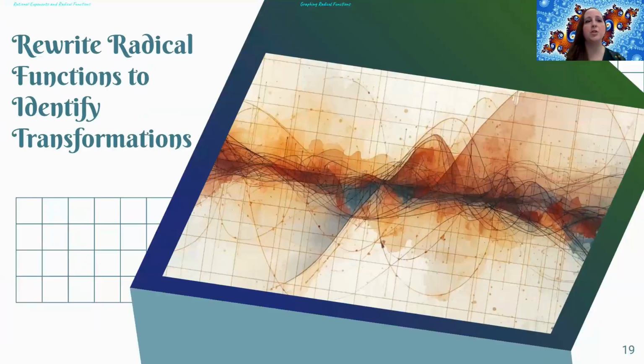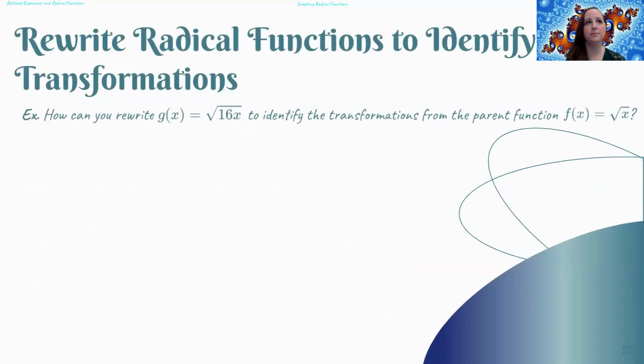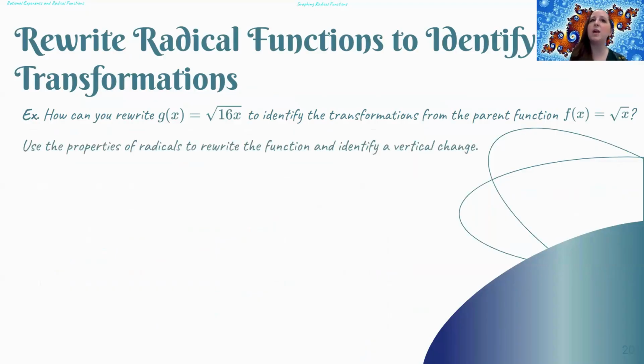Rewrite radical functions to identify transformations. How can you rewrite g of x equals the square root of 16x to identify the transformations from the parent function f of x equals the square root of x? So I want to use the property of radicals to rewrite the function and identify a vertical change. See if there's a vertical change.